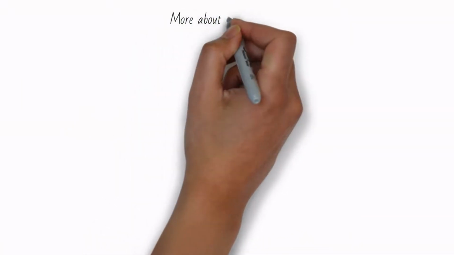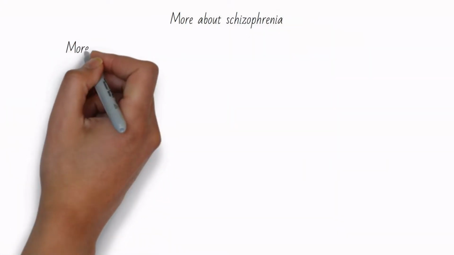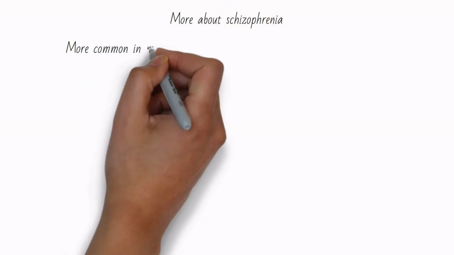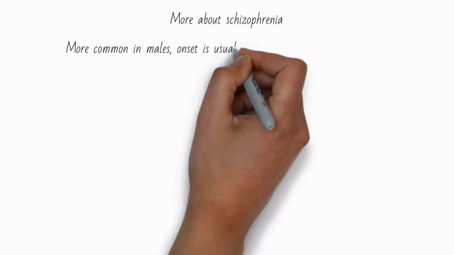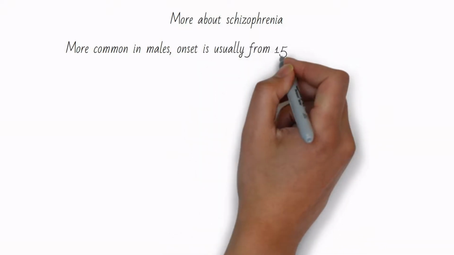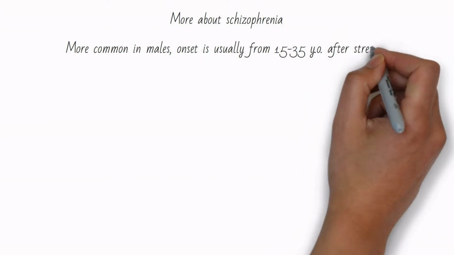Schizophrenia is more common in males. Onset is usually after a stressor and most commonly occurs between ages 15 and 35. Genetics play a role, and marijuana use is correlated with schizophrenia. However, this relationship may not be causal. Marijuana use is associated with a higher severity of positive symptoms, however.